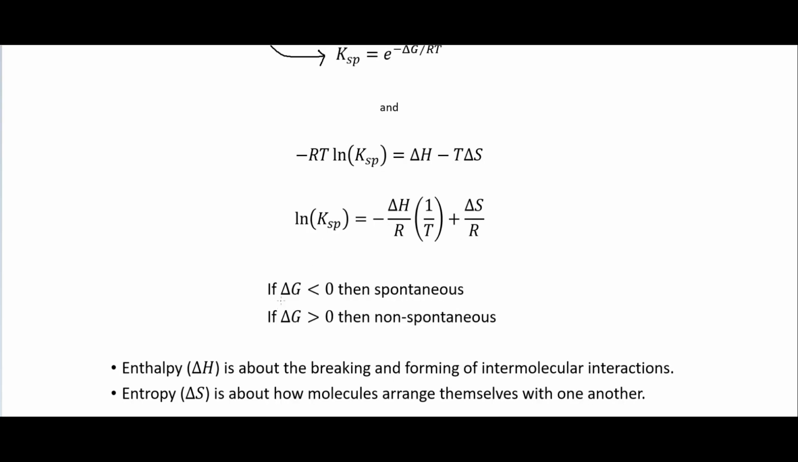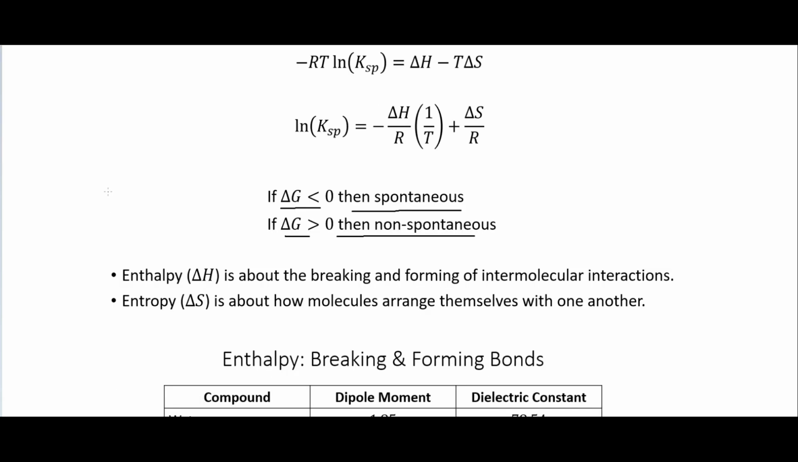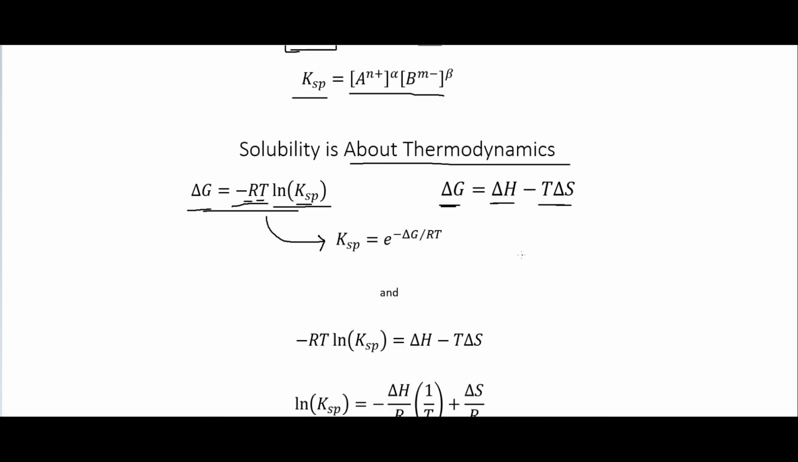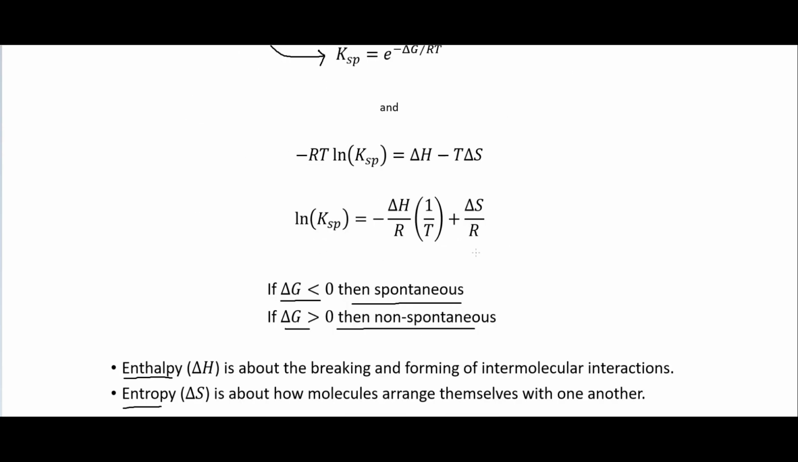And so delta G being negative means that it is spontaneous, and so that's going to mean that it dissolves, and delta G being positive means that it will be non-spontaneous, and so then it would not dissolve. And so we want to look at these two terms here, the enthalpy and the entropy, since, as I said, this is what our solubility is based on. So we want to look at this delta H and this delta S to determine whether the delta G will be negative or positive, which would tell us whether our dissolving is going to be spontaneous or not.